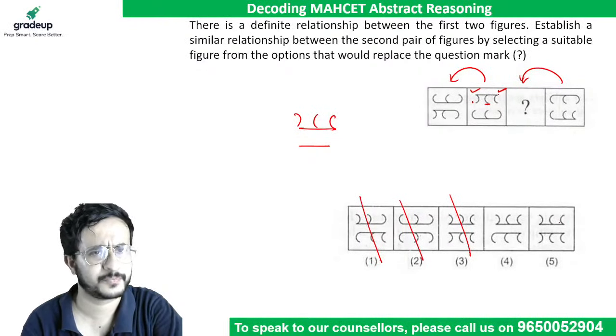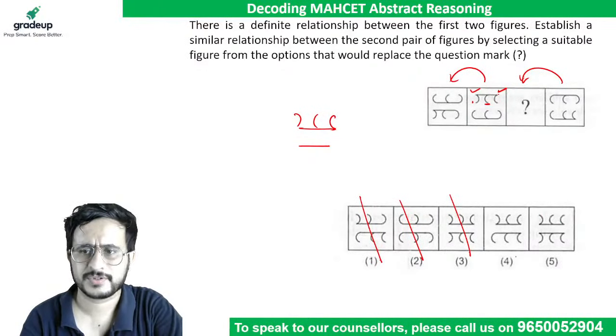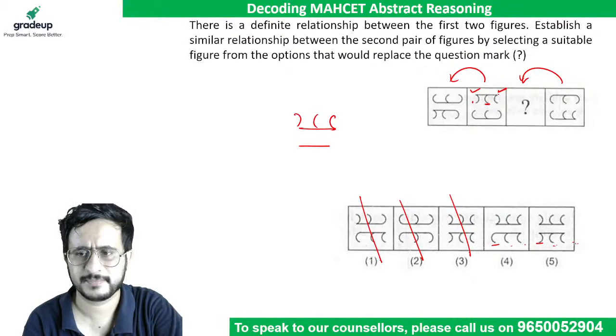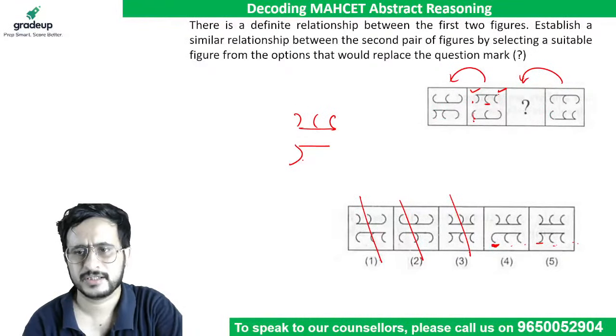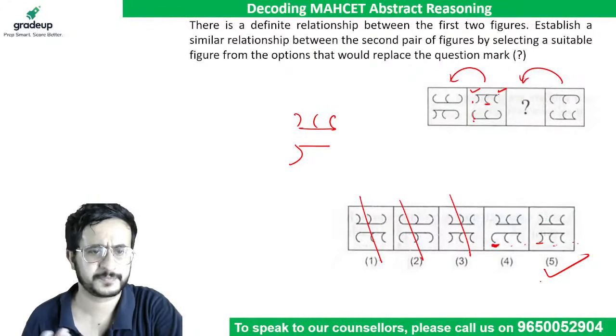You are left with two options. Now see this, you just need to check for this element, because these two are exactly the same in both. Just check what will happen to this element. This element was facing right side this time, and it changed to left side. So this is facing right side, this will change to left side. So your answer will be option 5.